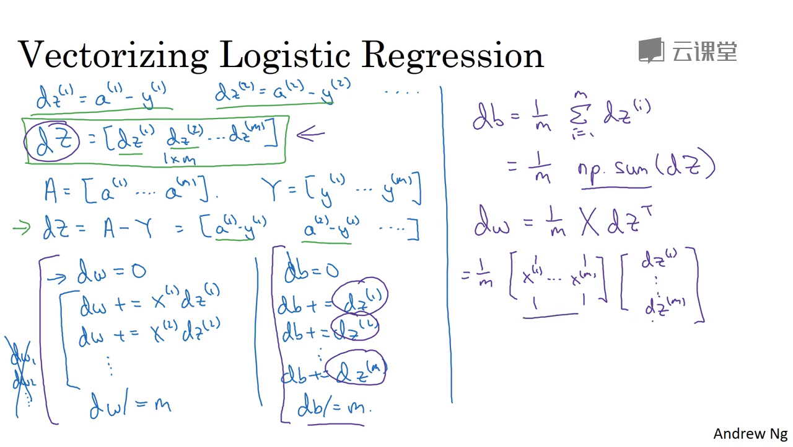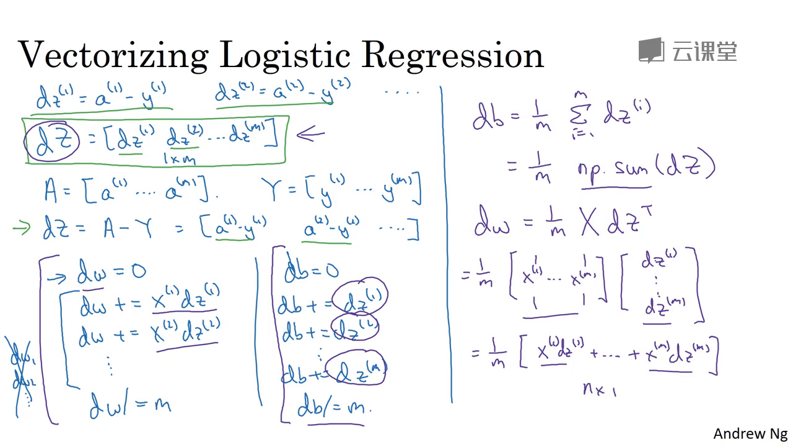And so if you figure out what this matrix times this vector works out to be, this turns out to be 1 over m times x1 dz1 plus dot dot dot plus xm dzm, right? And so this is an n by 1 vector, and this is what you actually end up with as dw, because dw was taking these xi dzi and adding them up, and that's exactly what this matrix vector multiplication is doing. And so again, with one line of code, you can compute dw.